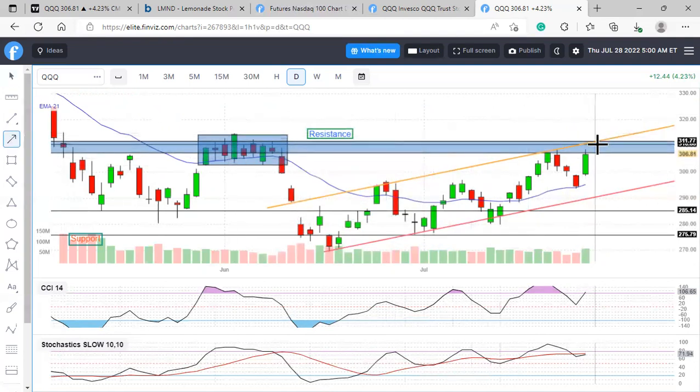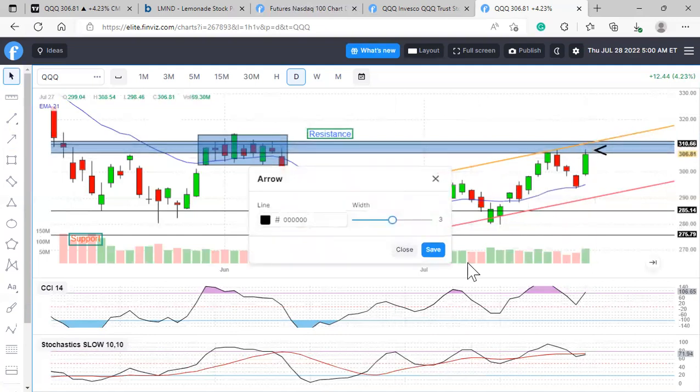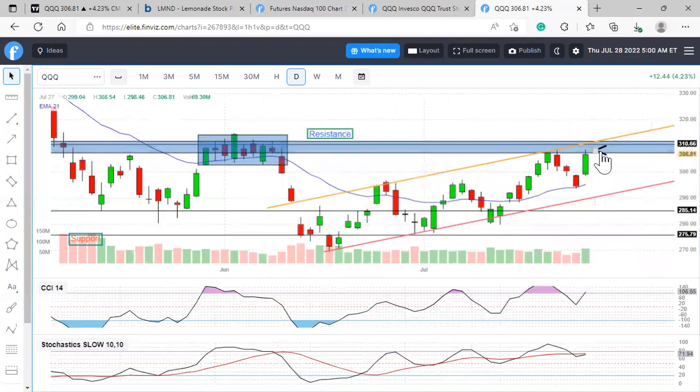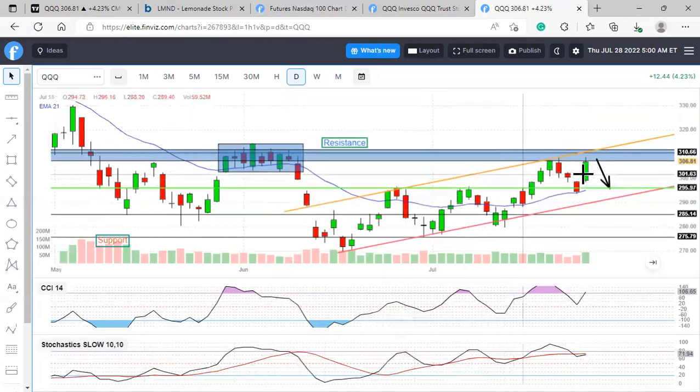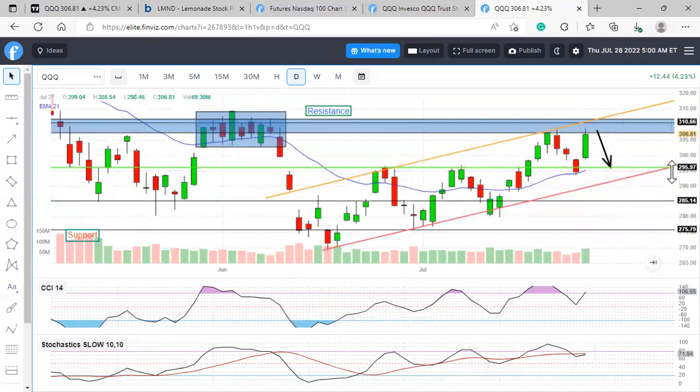I am forecasting a pullback. And this pullback is going to be to the mean. Yeah, so I see this pullback happening right here to the mean, to this area right here, right? So I see the Qs pulling back to $295.97. That's the target that I have the Qs pulling back to by next week, right?